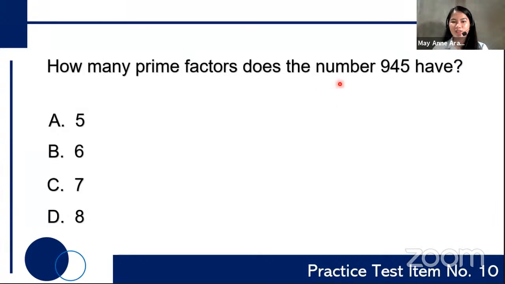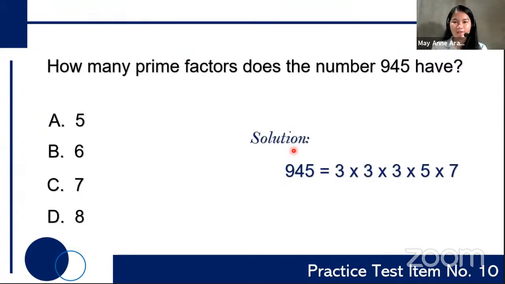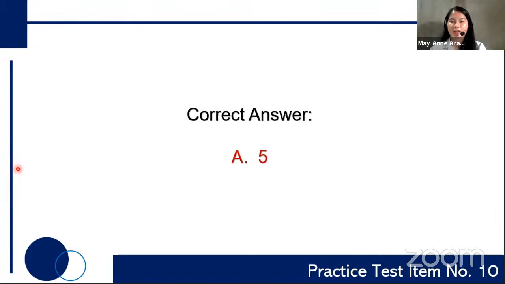Okay, so all you have to do here is the prime factorization, to get the number of prime factors. You can first divide by 5 and then continue. For this item, the prime factorization of 945 is 3 times 3 times 3 times 5 times 7. So we count them: 1, 2, 3, 4, 5. We have three 3s, and 1, 5, and 7. Therefore, 945 has 5 prime factors.